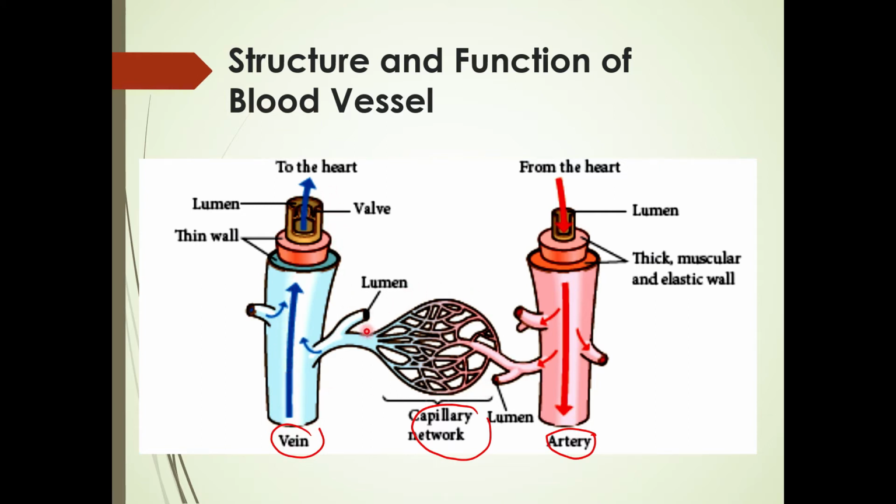Then this is the blood capillary. What does the blood capillary do? It connects the vein and the artery, so it's like a connector here. And then this is the artery. The artery brings oxygenated blood, and the opening here we call a lumen. They also have a thick, muscular and elastic wall. There's a reason why they need the thick muscular and elastic wall, which I will explain later. For now we just see the structure first.